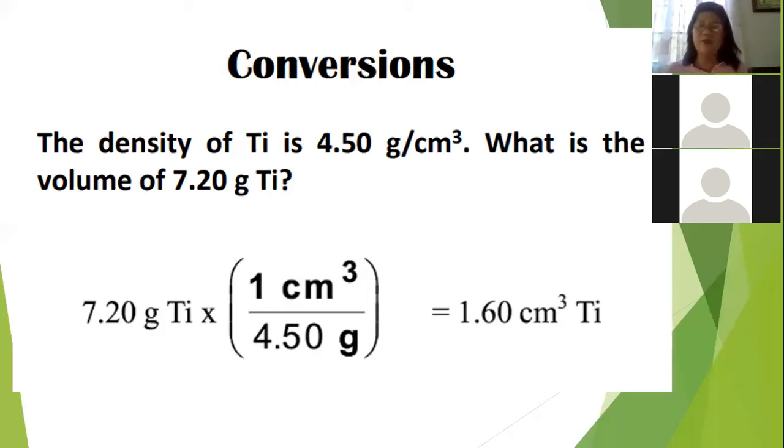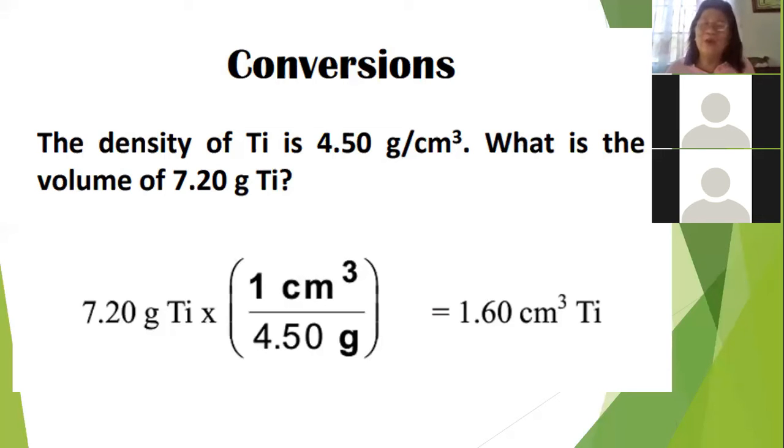Okay, so here it is a given. The density of titanium is 4.50 grams per cubic centimeter. So what is the volume of 7.2 grams of titanium, Ti? So we have a formula. Density is equal to mass over volume.